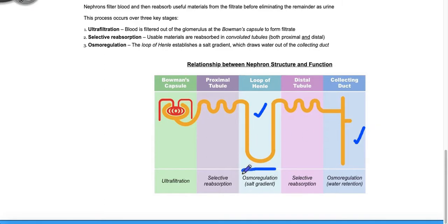So we just finished looking at osmoregulation and how that salt gradient is established within the loop of Henle. So now we're going to move on and talk about water retention as it happens within the collecting duct and with the help of ADH, Antidiuretic Hormone. And this is another form of osmoregulation. So now we're going to be looking at the collecting duct region.